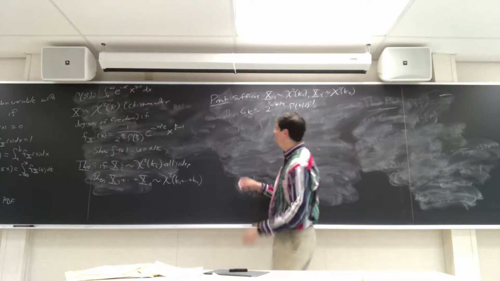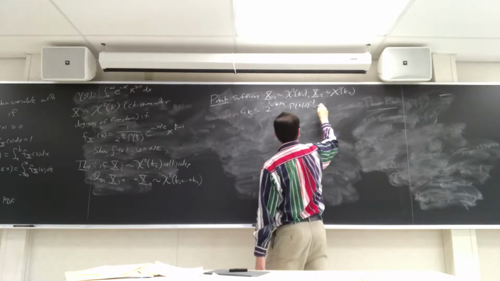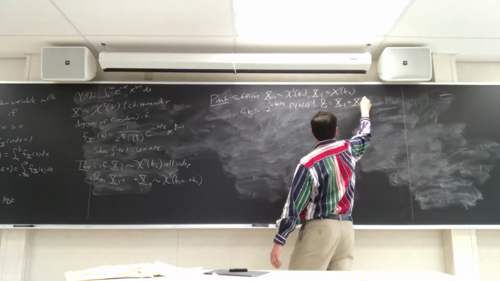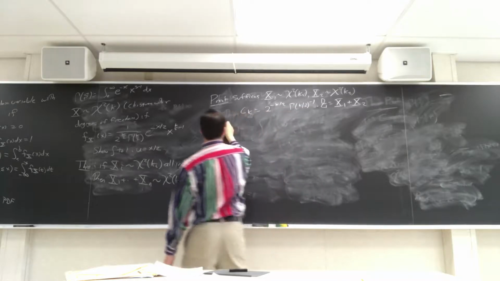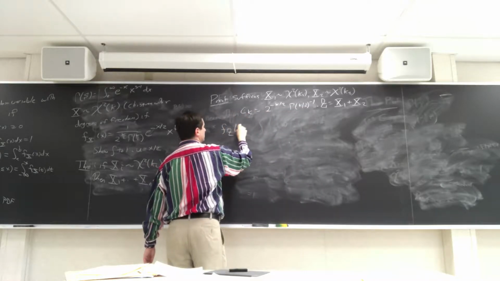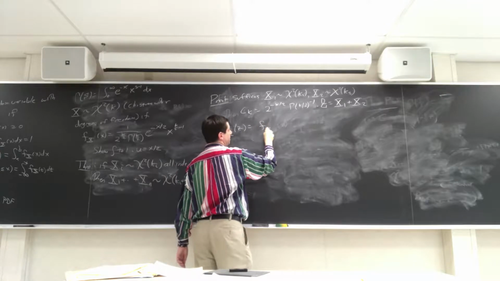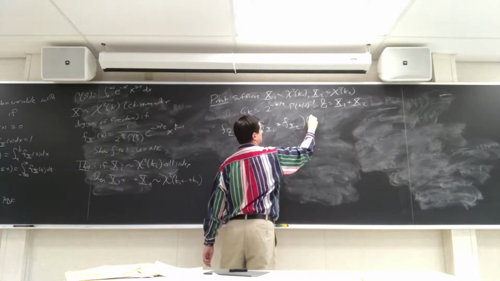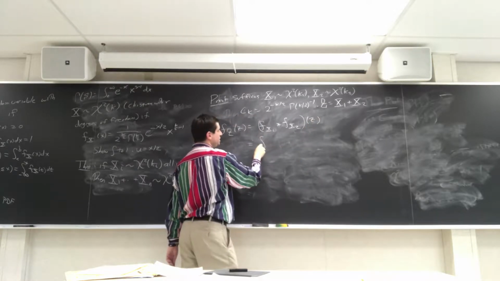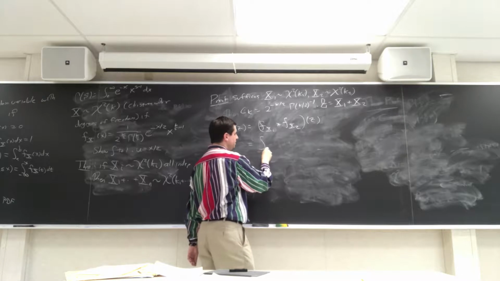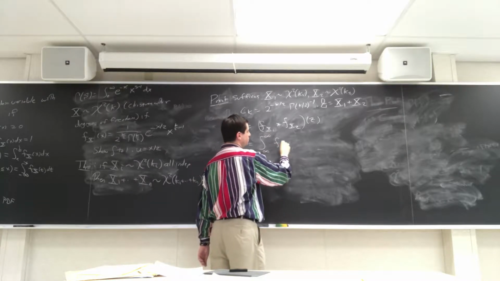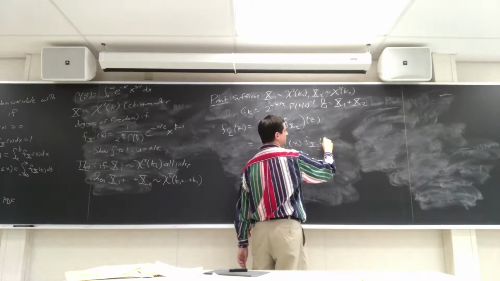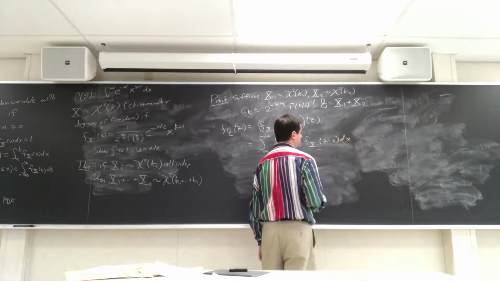Okay? So I now want to look at the density. Let's say Z is X1 plus X2. So what's the density of Z? It's going to be f_X1 convolved with f_X2 at z. So it's going to be the integral from minus infinity to infinity of the density of the first one at x, and then the density of the second one at z minus x, dx.